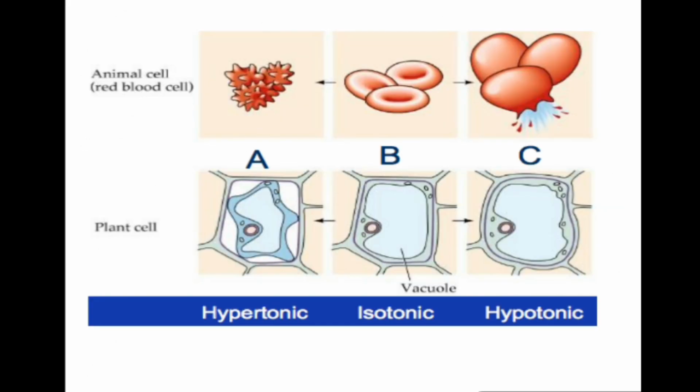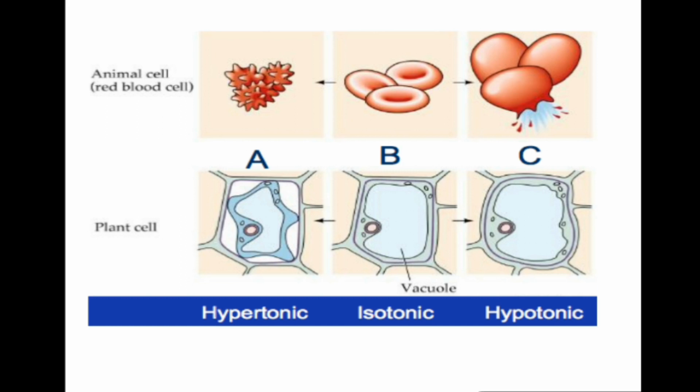Animal cell and plant cell behave differently when you keep them in these three types of solution. So on the slide over here, we have cell A, B, C. One side is the red blood cell, that is animal cell, and the other side is a plant cell. When you keep them in different solutions, each will show a different kind of behavior.